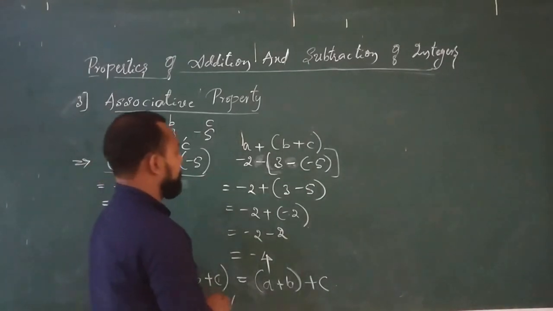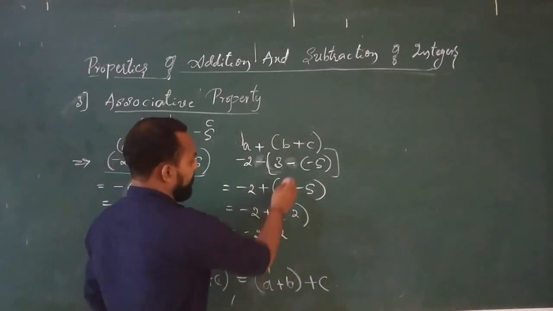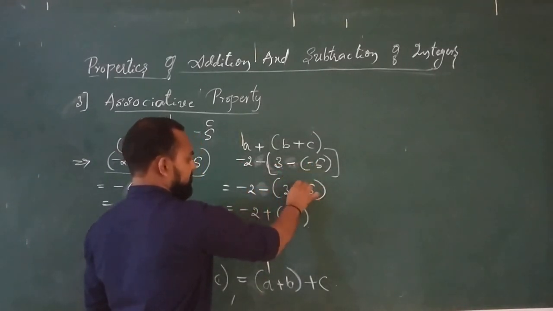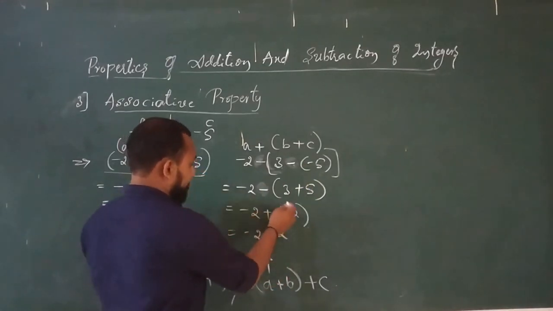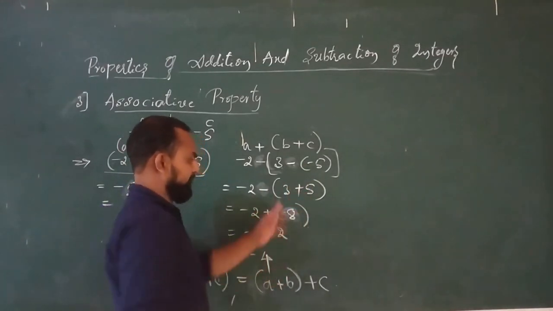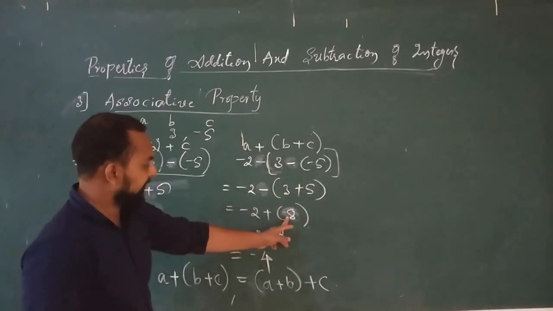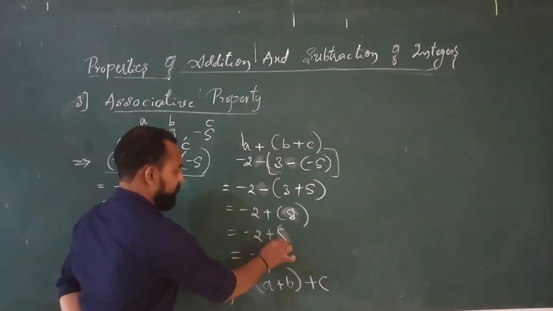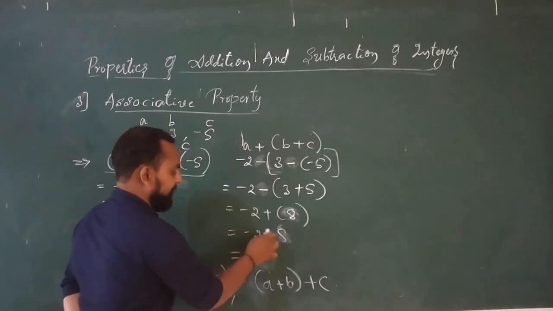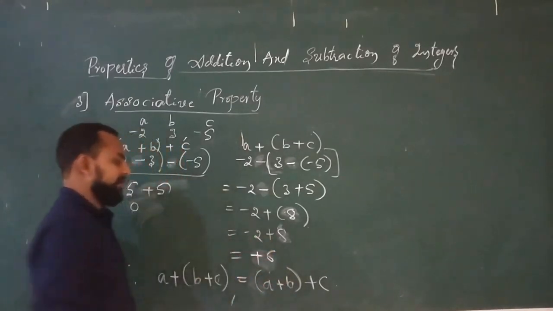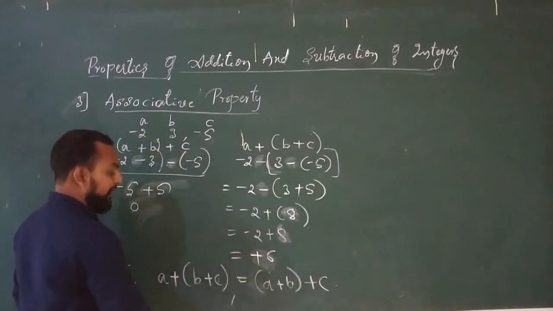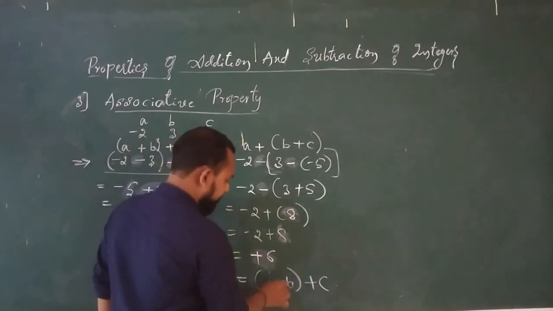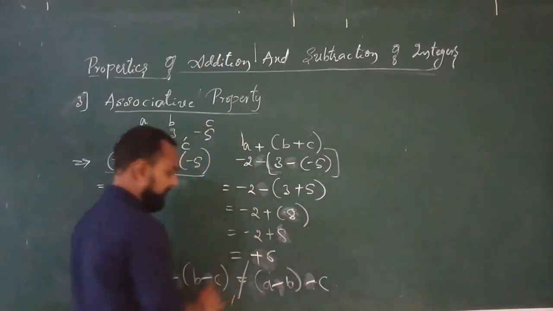Okay, then subtract in another order. Then group here minus 2 minus of minus into minus plus 5. Here 3 plus 5 is 8. Then minus 2, then plus 8. Minus 2 plus 8 is plus 6. Therefore LHS is not equal to RHS, which means it is not satisfied under subtraction.